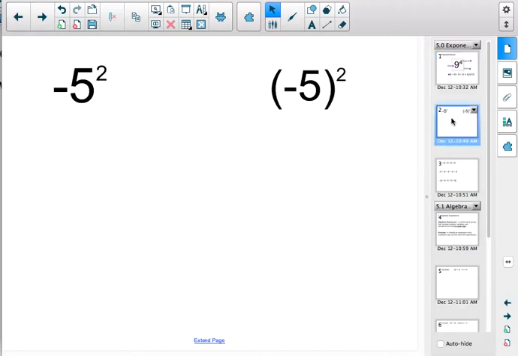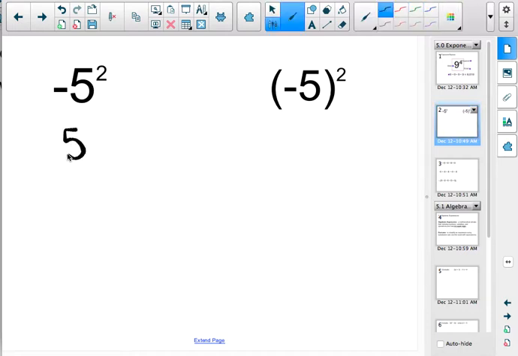I have two expressions here that 7th graders tend to get confused with, and it all deals with the parentheses. So these two problems may look very, very similar, but they are solved in very different ways. In the first problem, the 2, the exponent, is touching the 5. So the 5 is being used as a base. When we do this problem, to evaluate it, we simply do 5 times 5.